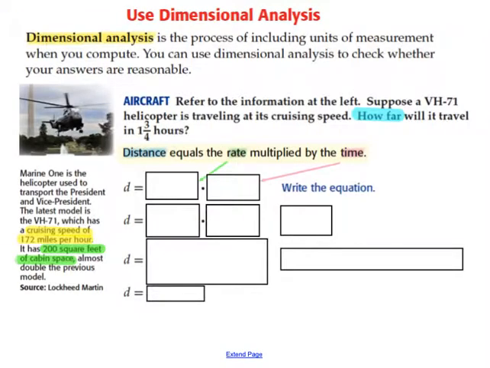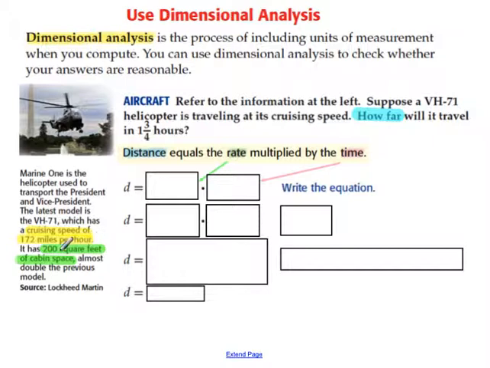Dimensional analysis. You've probably been using this in science, and I think we've talked about this in math before. And this allows us to change units of measurement when we're doing calculations. So let's take a look at what this problem says. It says, refer to the information at the left. Suppose a VH-71 helicopter is traveling at its cruising speed. How far will it travel in 1 3/4 hours? Okay. And down here they tell us the cruising speed is 172 miles per hour.